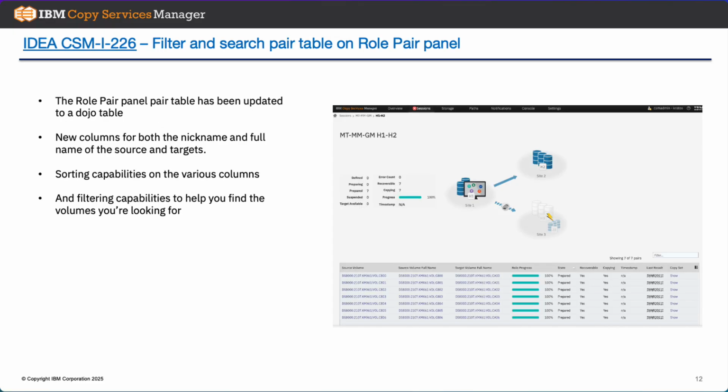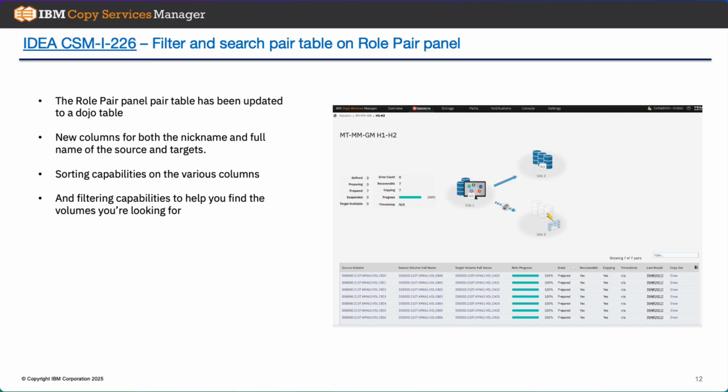All right, the next one I want to talk about is the role pair panel pair table. The pair table didn't used to be a Dojo-based table. It was just an HTML-based table that was built dynamically because the pair table can be quite large, right? The pair table is as large as however many copy sets you have in the session. So we had to dynamically load that, and we had a technique to do that. We never converted it to Dojo until now. So now it's an official Dojo table.